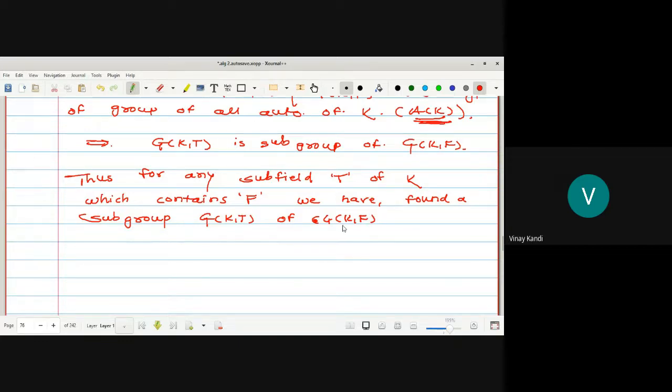Okay, now step number 1. We have to show that there is a mapping psi between X and Y. What is X? Capital X is the set of all the subfields of K which contain F. And what is Y? The set of subgroups of GKF.